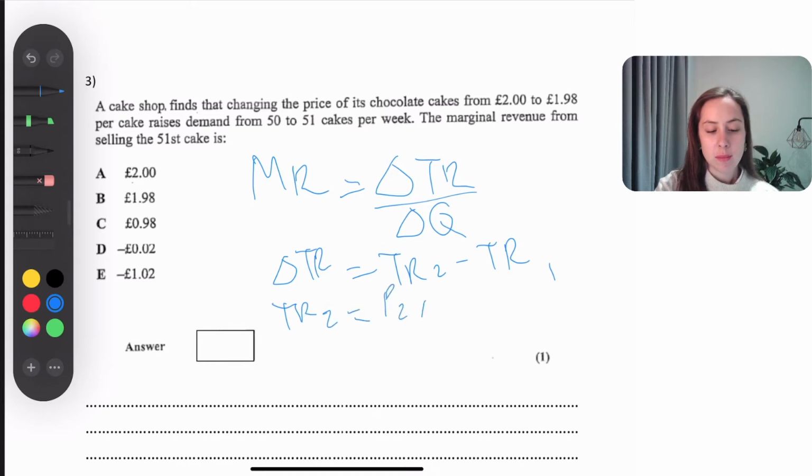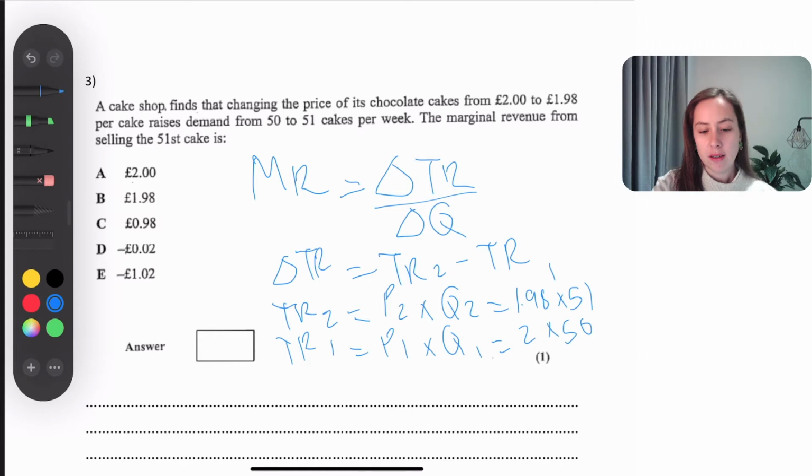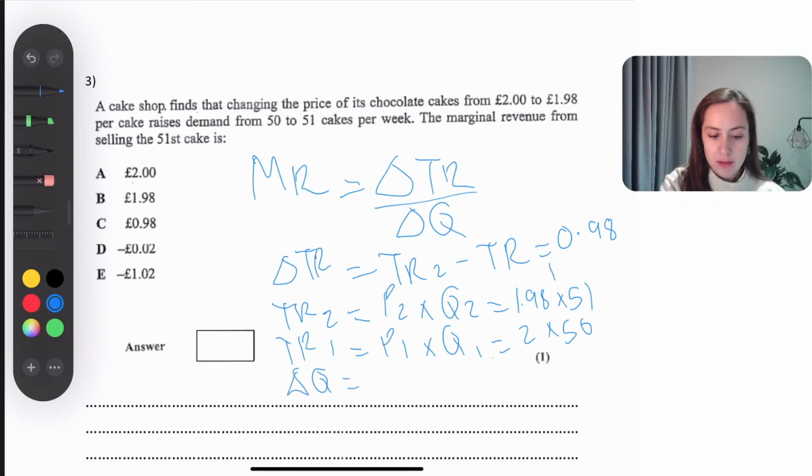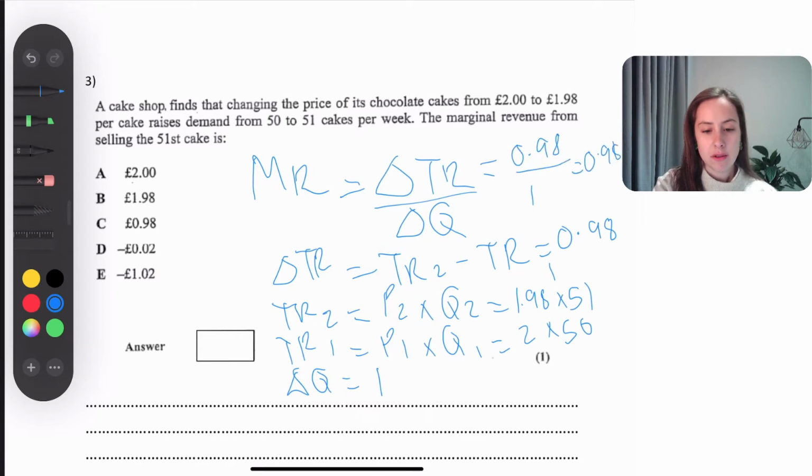So TR2 is P2 times Q2, which is 1.98 times 51. TR1 is P1 times Q1, so 2 times 50. Go through all those steps. The change in total revenue will be 0.98. The change in quantity here is just 1 unit. They've gone from 50 to 51. So you put this into your equation and you get 0.98.